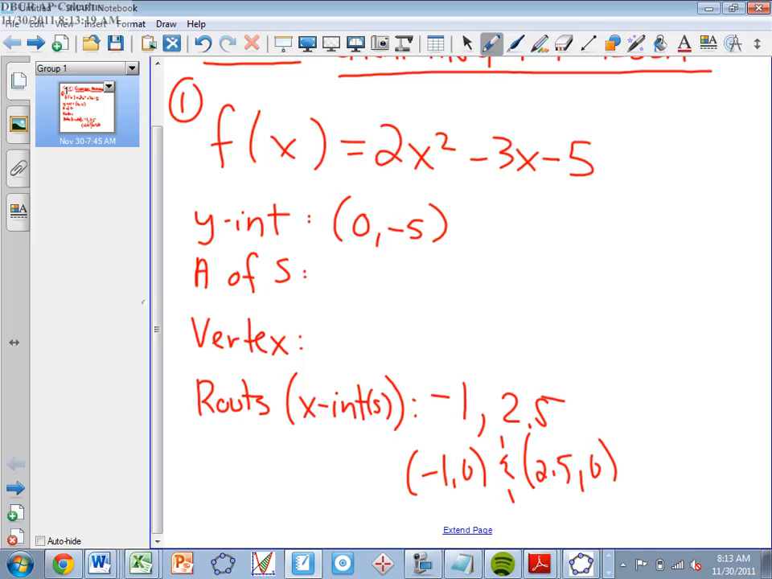The axis of symmetry, negative b over 2a. Derek? 0.75. Good, because it's 3 over 2a. Well, that's 3 over 4, which is 0.75.